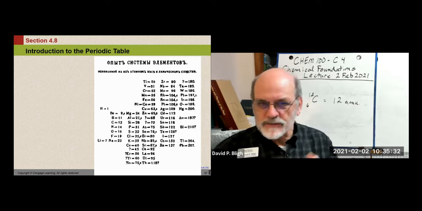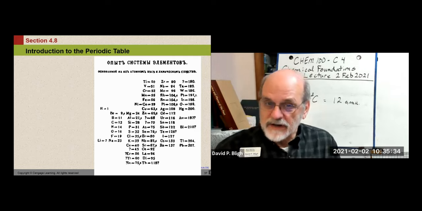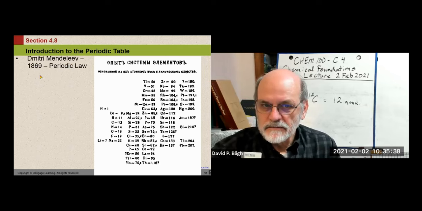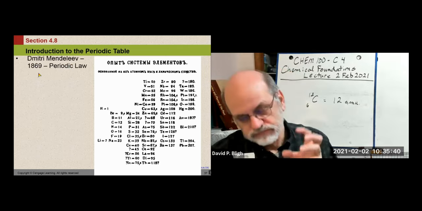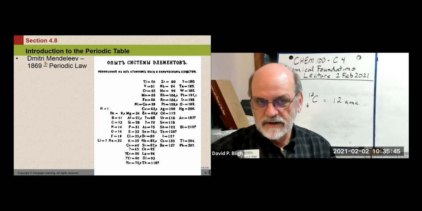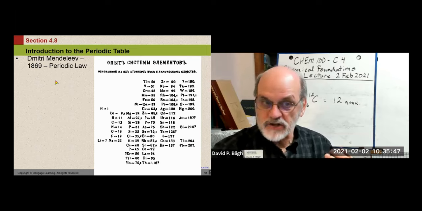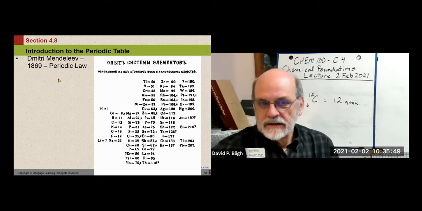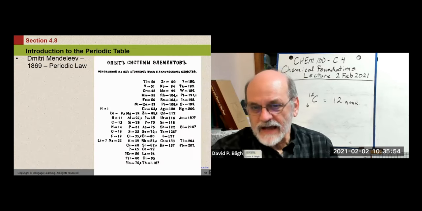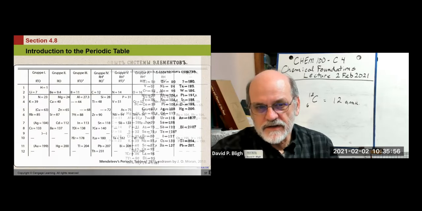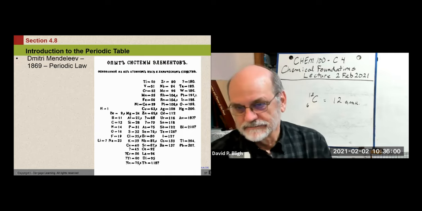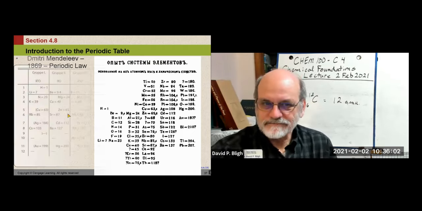And that was accomplished by several scientists, but ultimately was presented to the world as a table by Dmitry Mendeleev, a Russian, and he created his periodic table. Actually, this was his first publication. So it was kind of a mess.